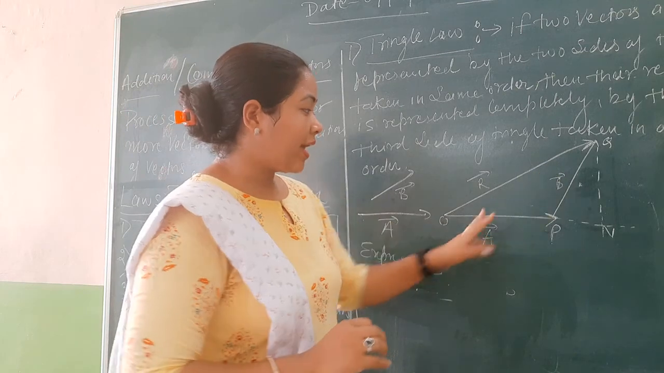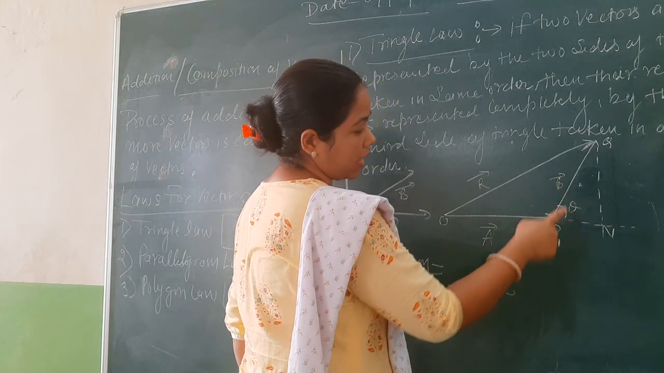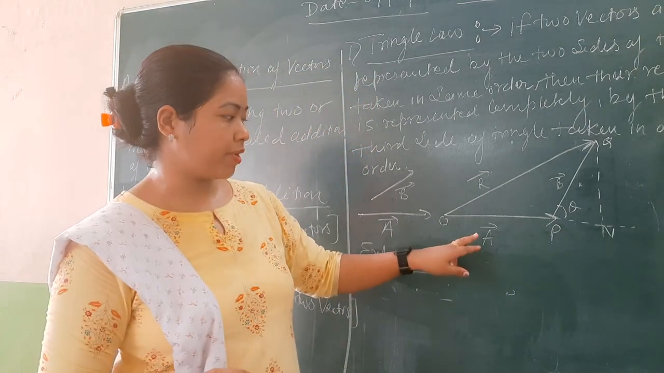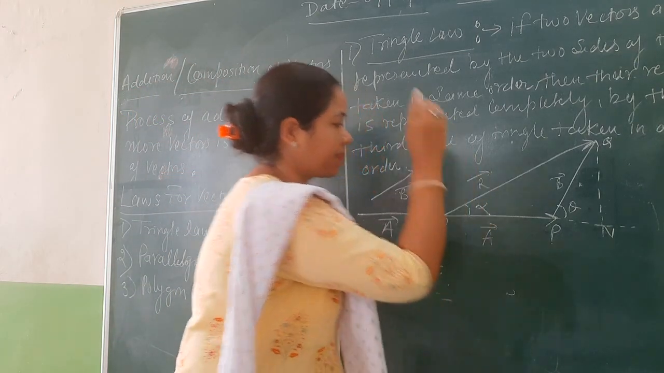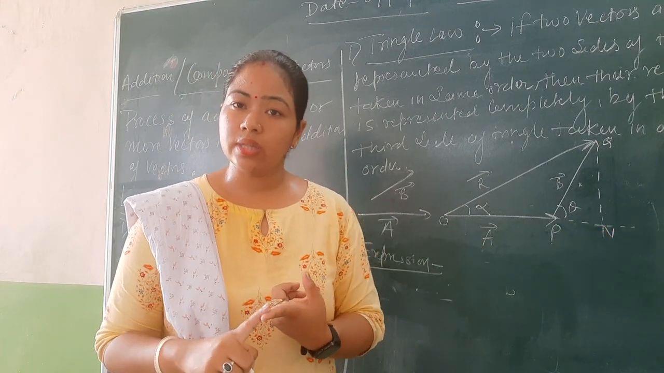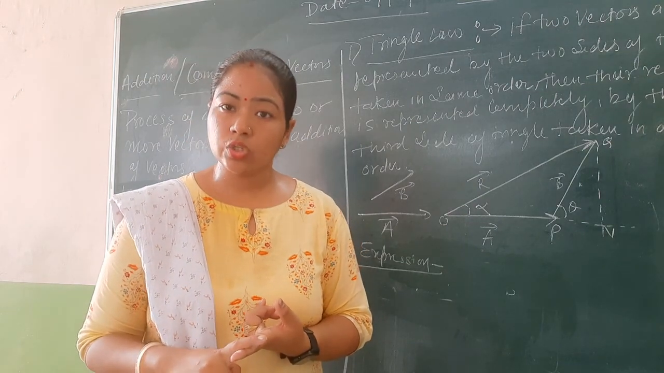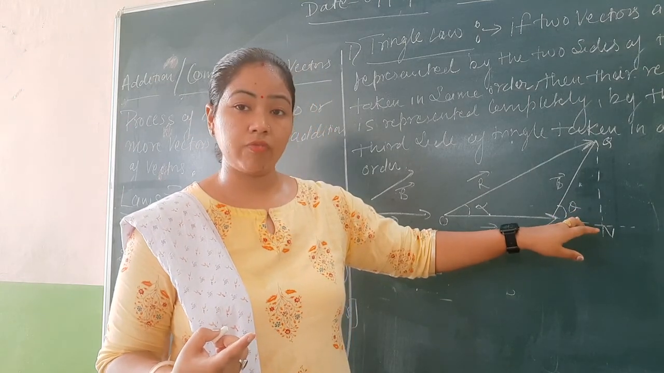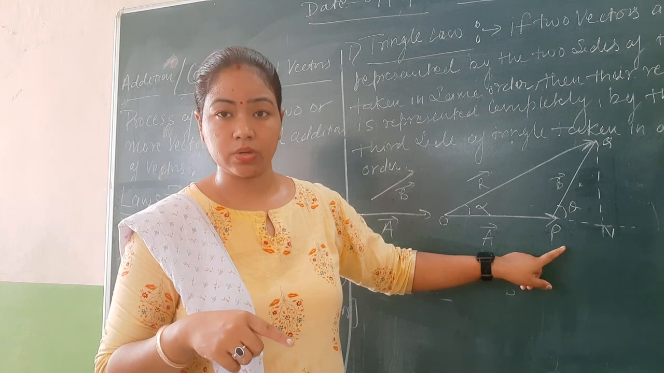Now we are getting one angle here, the angle between vector A and vector B, right? And one angle between vector A and vector R. So we have two angles. With the help of one angle we will calculate the magnitude, and with the help of the other angle we will calculate the direction. So which angle do we use for the magnitude? This angle theta, which is between vector A and vector B, is used to calculate the magnitude, right?